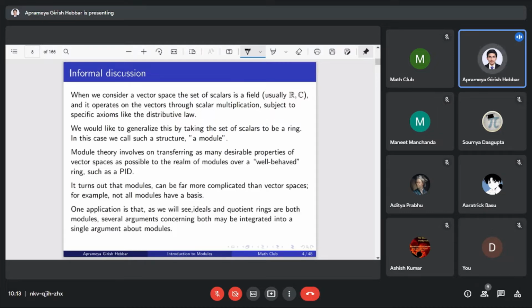One application is that, as we'll see, ideals and quotient rings are both modules, and several arguments concerning both may be integrated into a single argument about modules. We'll also see another application in probably upcoming talks: you can study more about linear maps between vector spaces using modules.